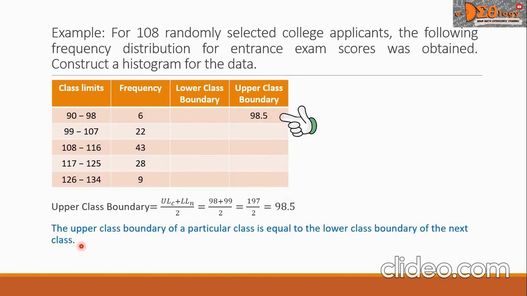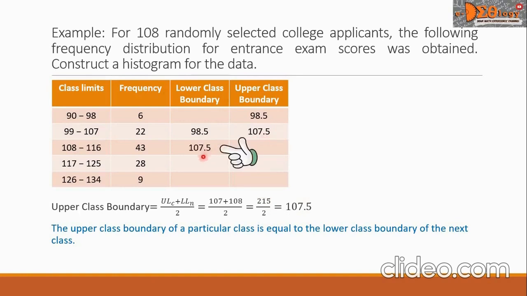Next, it was stated that the upper class boundary of a particular class is equal to the lower class boundary of the next class. So we have 98.5 for this blank, which is the lower class boundary of the next class. Going to our upper class boundary of the second class interval, we will use the same formula. So we have 107, the upper limit, plus 108, the lower limit of the next class, divided by 2. This is equal to 215 over 2 equals 107.5. And this value we will write here. Again, this 107.5 we will copy down here as the lower class boundary for the next class.